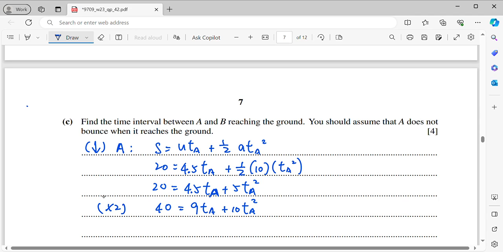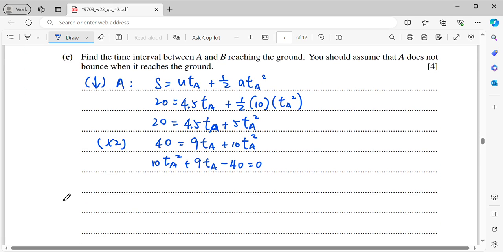Now I rearrange this to get tA. So 10 tA squared plus 9 tA minus 40 equals 0. Then from here, you can factorize this into two linear factors: (5tA minus 8)(2tA plus 5) equals 0. That means tA equals 8 over 5 or tA equals negative 5 over 2.